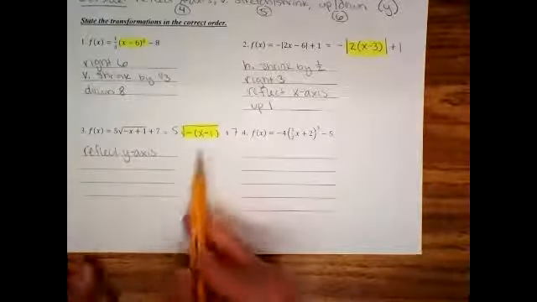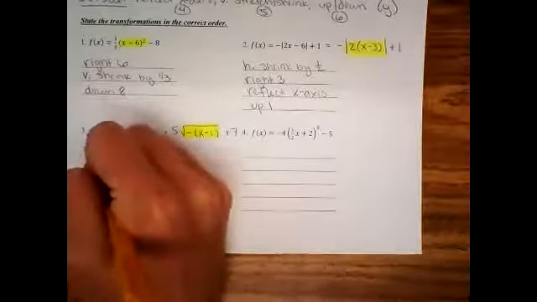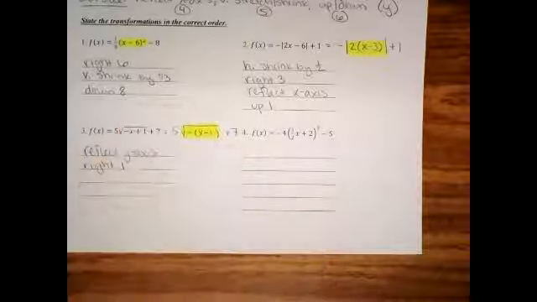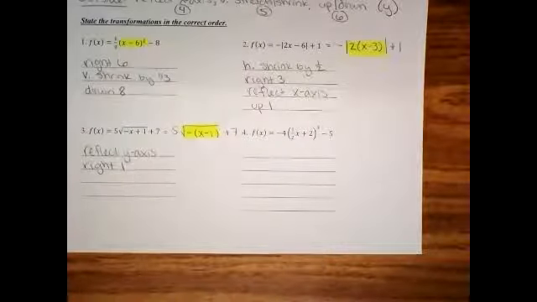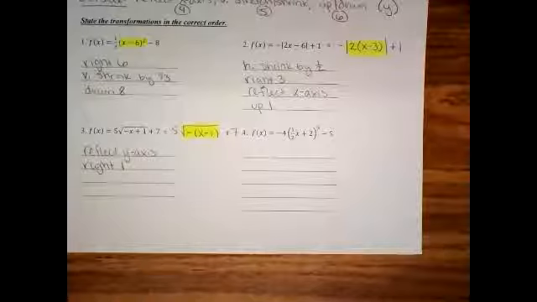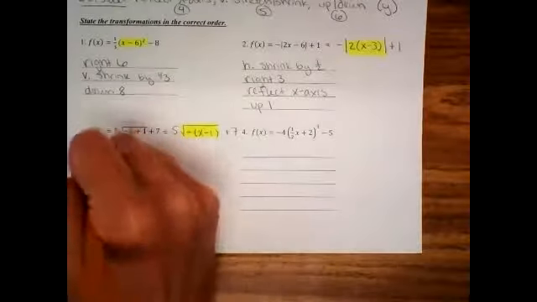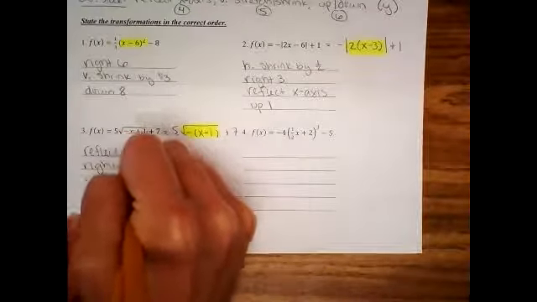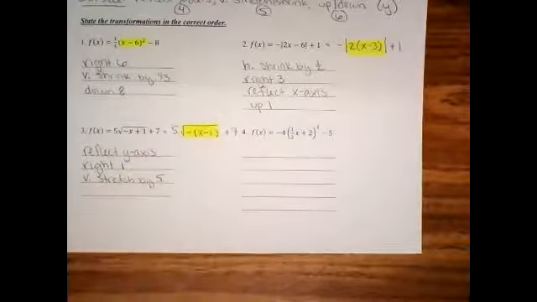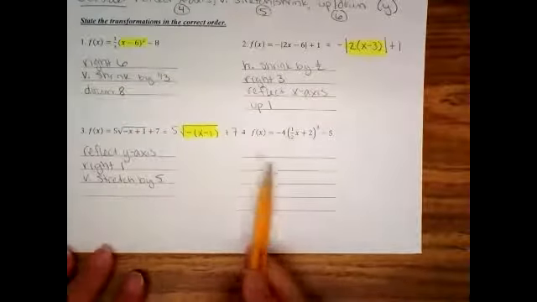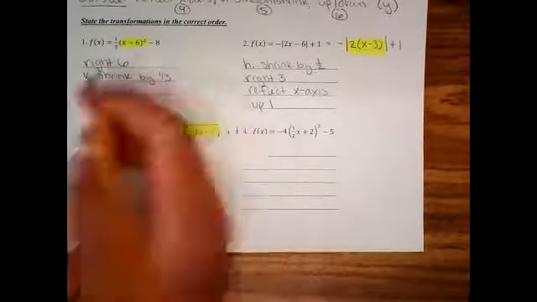And then the x minus 1 is going to move us right 1. And that's all the inside stuff. Now we're going to do all the outside stuff. So what would be the next thing? Yep, good, the 5. So vertical stretch by 5. And then lastly, up 7.